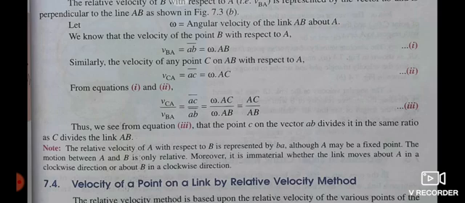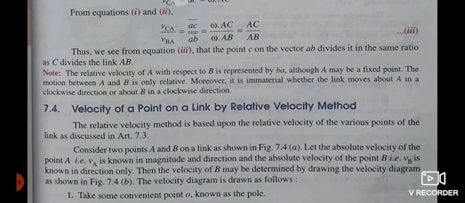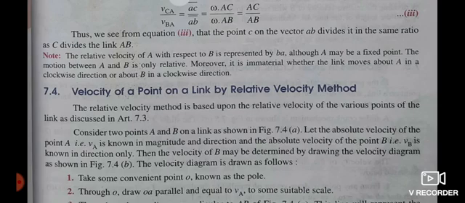The relative velocity of A with respect to B is represented by ba. Although A and B are fixed points, the motion between A and B is only relative. Moreover, it is immaterial whether the link moves about A in the clockwise direction or about B in the clockwise direction. So from here we can make some numericals.